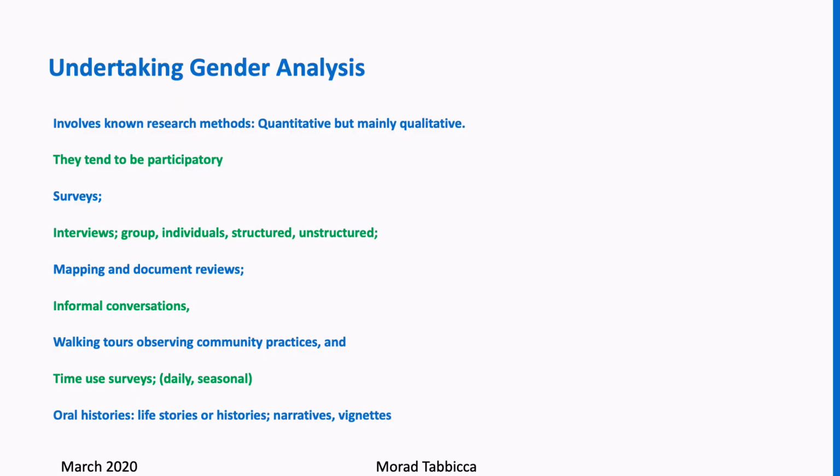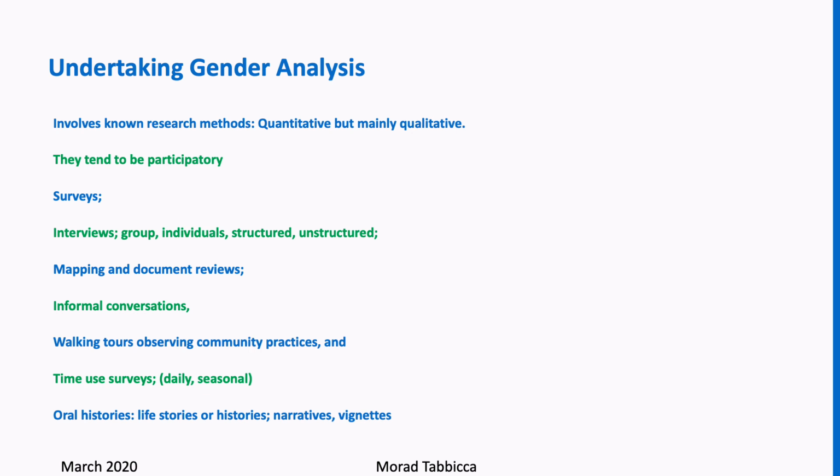So how do we undertake gender analysis? To undertake gender analysis, you have to use research methods. We use both quantitative and qualitative research methods in doing gender analysis, but it's usually mainly qualitative. The nature of doing gender analysis is that you are trying to capture a certain social reality. And so this means getting the people whose reality you are trying to capture to be part of the process so that you can gather the data from them.